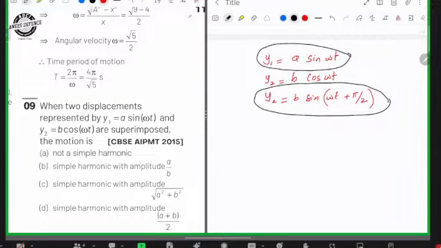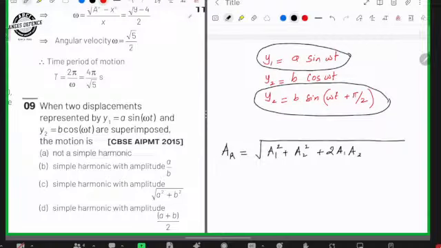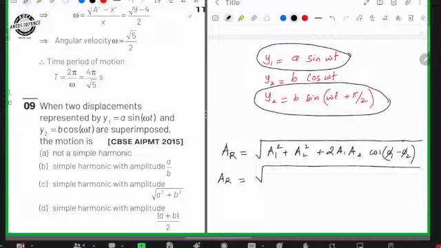According to the theory of composition of two SHM, what will be the resultant SHM? Resultant amplitude of SHM will be equal to under root a1 square plus a2 square plus 2 a1 a2 cos(phi 1 minus phi 2). So therefore resultant amplitude AR is equal to under root. What is A1? A1 is small a, A2 is small b, plus 2 into a into b into cos(pi by 2 minus 0 degree).